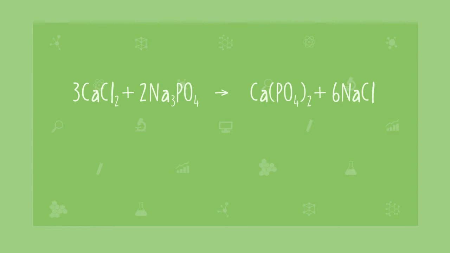We're going to work through an example in which you were told that you had, say, 200 grams of calcium chloride. That's all you've got, and you want to do this reaction and work out how much calcium phosphate you can make. Think of a balanced equation like a recipe.